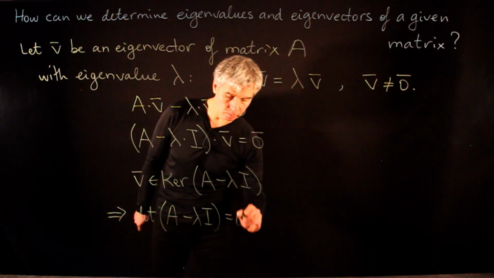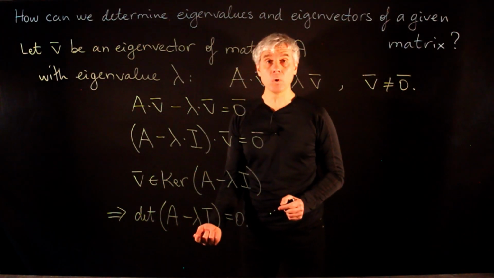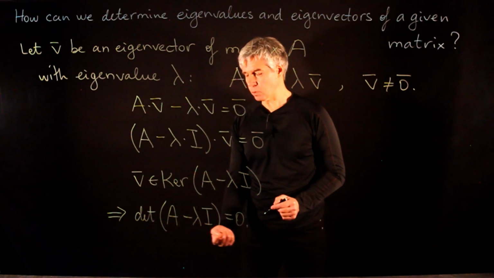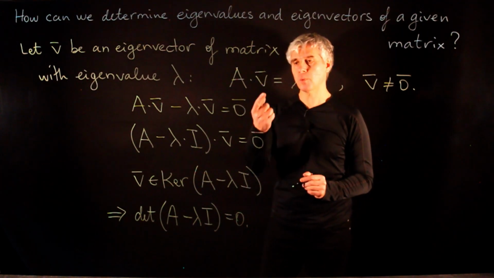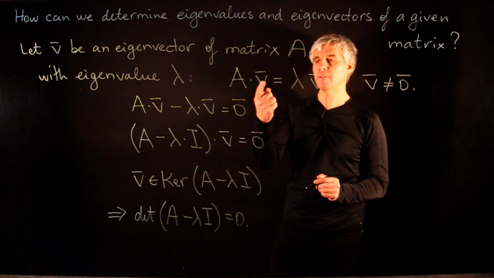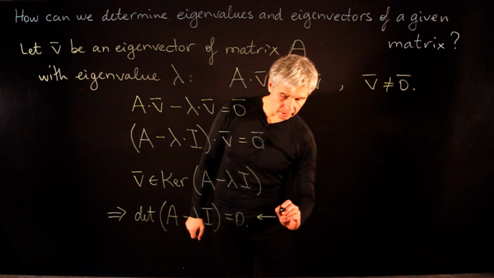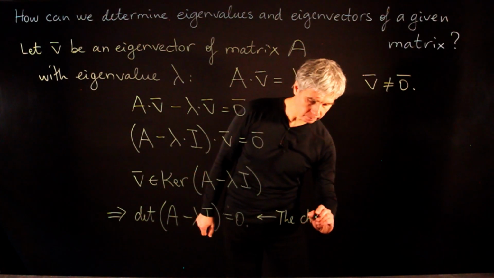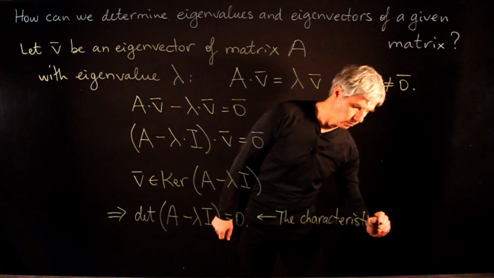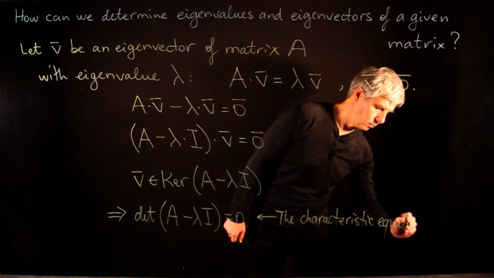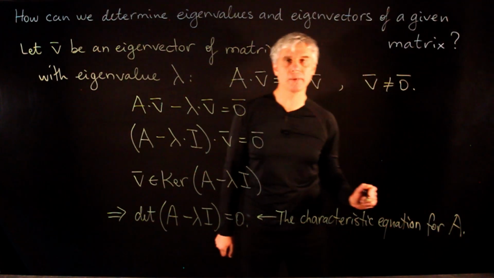is equal to 0. In this equation, we may treat lambda as an unknown, and then we may try to solve this equation in order to find the eigenvalues for which we have non-zero vectors satisfying AV is equal to lambda V. So this equation is called the characteristic equation for matrix A, or for the corresponding operator.